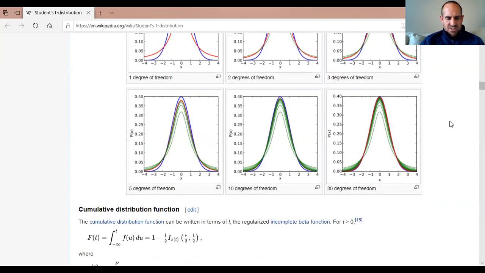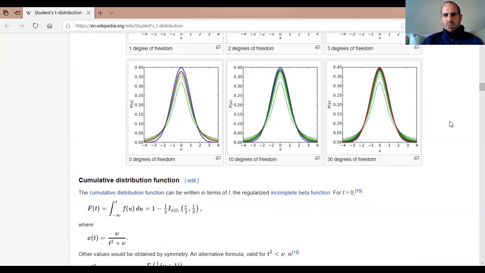Look at 30 degrees of freedom. They're almost indistinguishable. That's one reason why, to invoke the central limit theorem, a minimum sample size of 30 is usually enough to tame the most ridiculous distributions. That is not totally unconnected to the fact that the student t distribution with 30 degrees of freedom is almost indistinguishable from the standard normal.